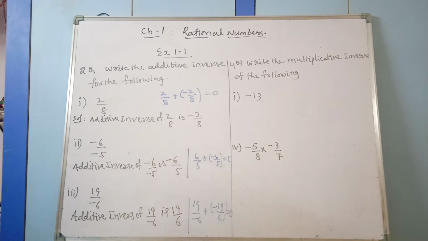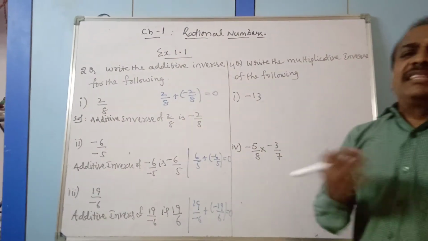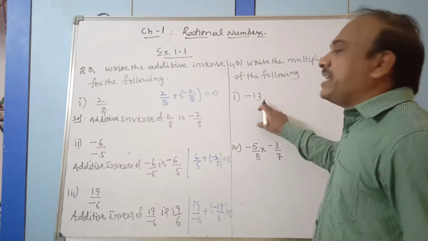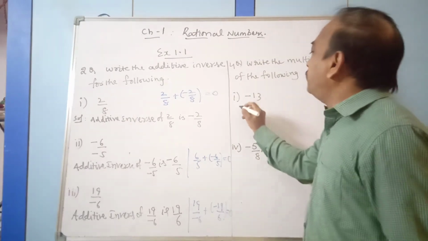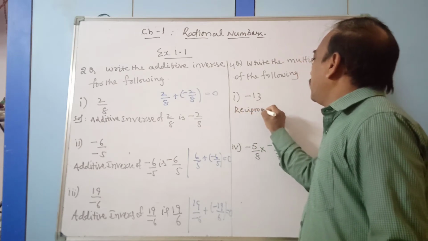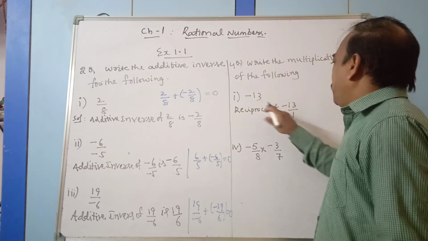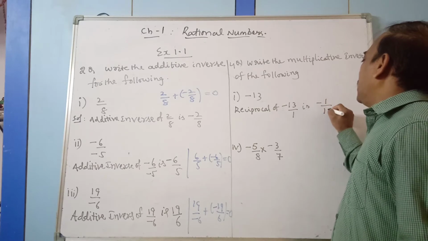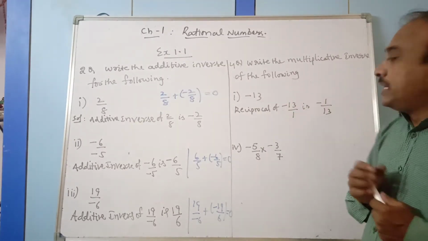Additive inverse. Now we see multiplicative inverse. Multiplicative inverse is nothing but the reciprocal. What is the reciprocal of minus 13? Its denominator is 1. So the reciprocal of minus 13 by 1, because the denominator we can write as 1, is minus 1 by 13. We are not changing the sign. We are just reversing the numerator and denominator.